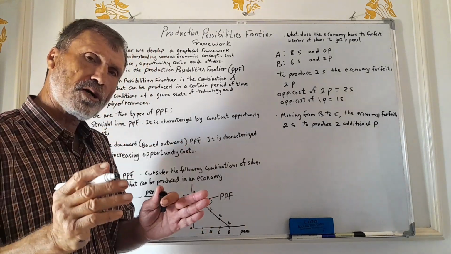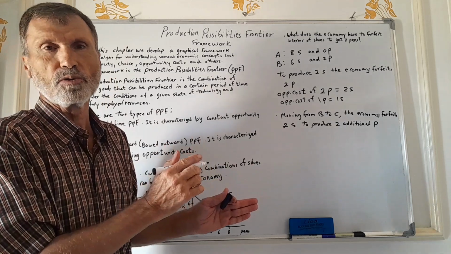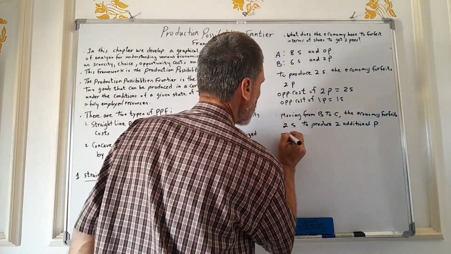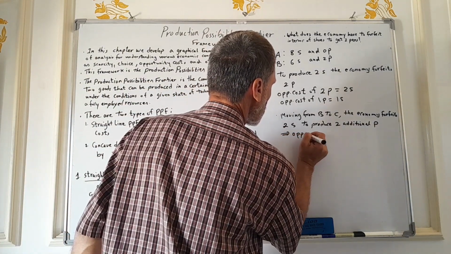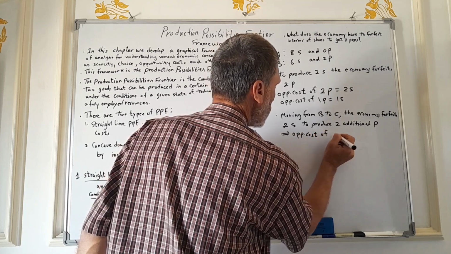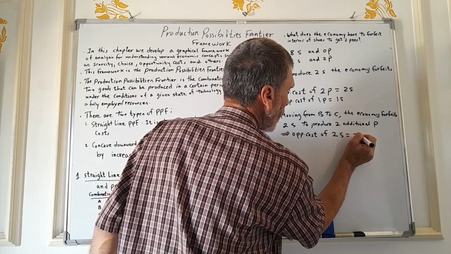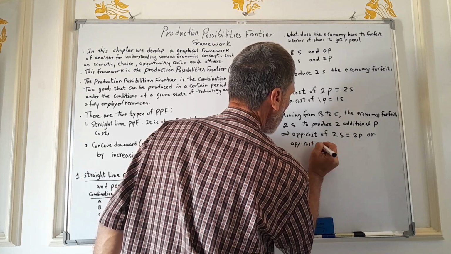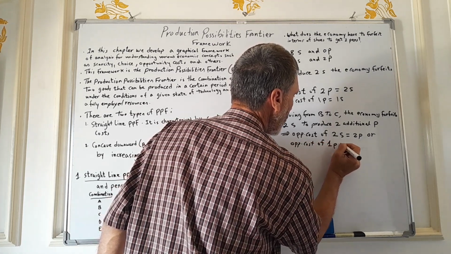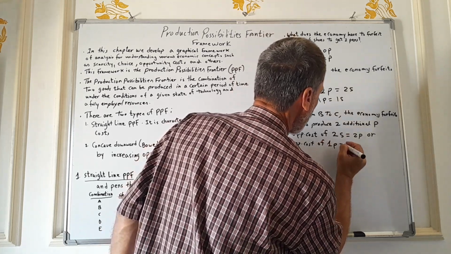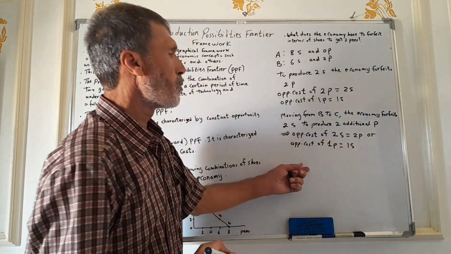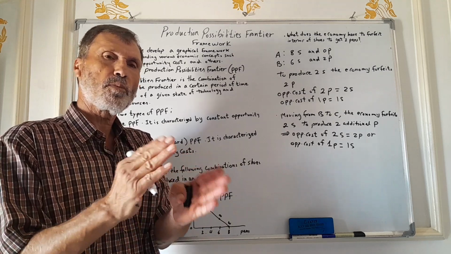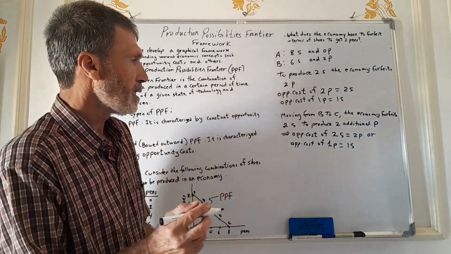Great. So the opportunity cost of 2 pens is equal to 2 shoes. Or, in other words, the opportunity cost of 1 pen equals 1 shoe. So here that implies the opportunity cost of 2 shoes equals 2 pens, or the opportunity cost of 1 pen is equal to 1 shoe, or the opportunity cost of 1 shoe equals 1 pen, doesn't matter. Okay, that's from B to C.